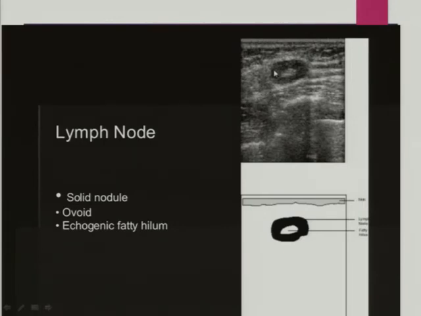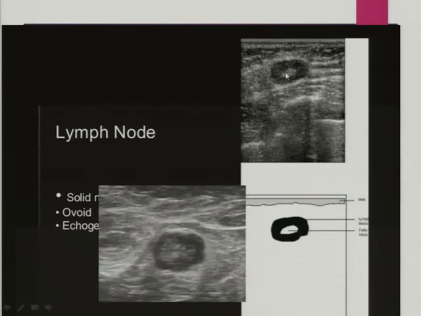This is how the lymph nodes look in ultrasound scanning. It's a solid, oval-shaped nodule, and we have an echogenic fatty hilum, which is the landmark for describing a lymph node. And this is how a pathological lymph node would look. Most of the time, what we're looking for in pathological lymph nodes is loss of the echogenic hilum.